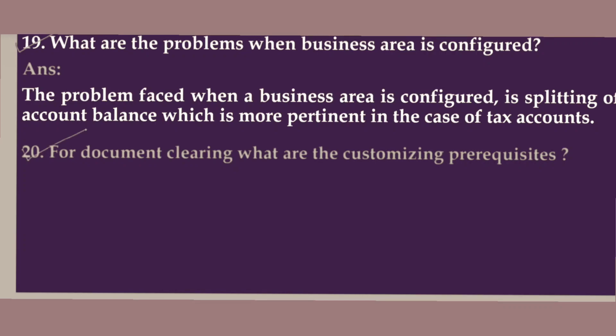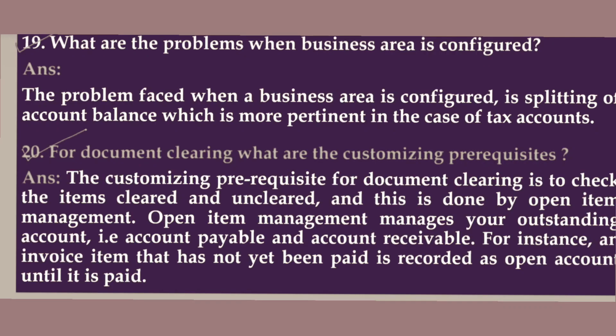For document clearing, what are the customizing prerequisites? Customizing prerequisites for document clearing is to check the items cleared and uncleared. And this is done by open item management. Open item management manages your outstanding accounts, that is accounts payable and accounts receivable. For instance, an invoice item that has not yet been paid is recorded as open account until it is paid.